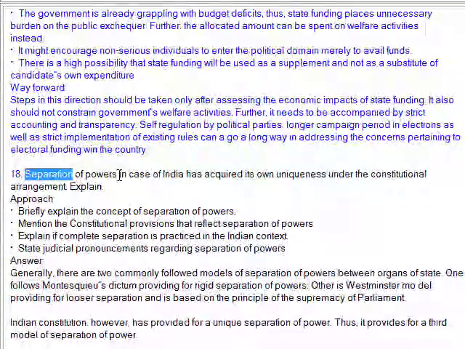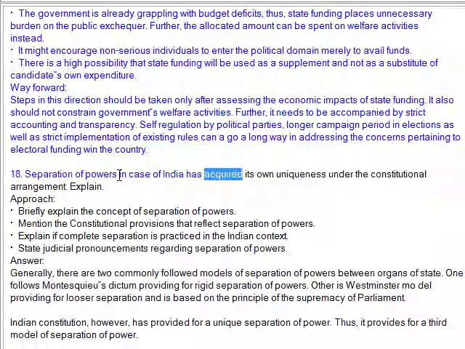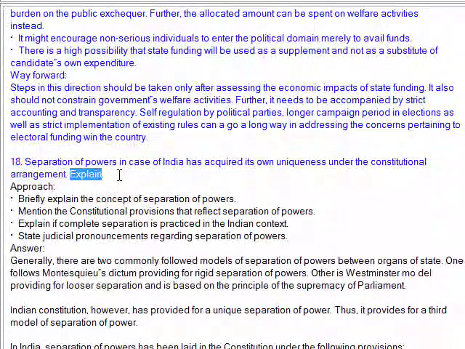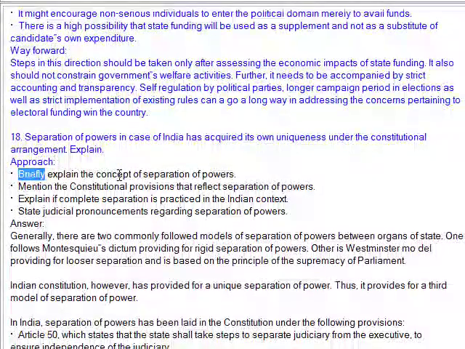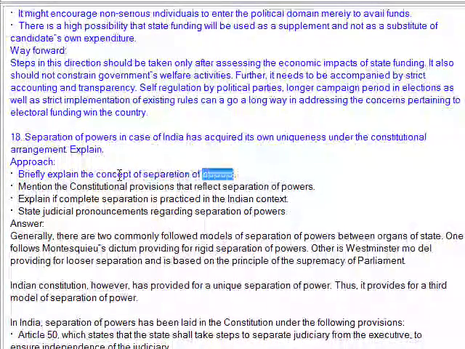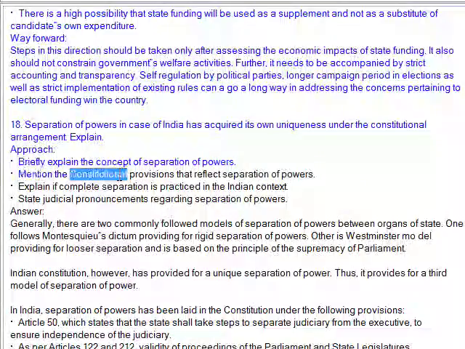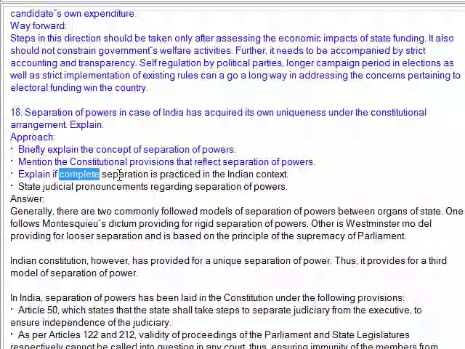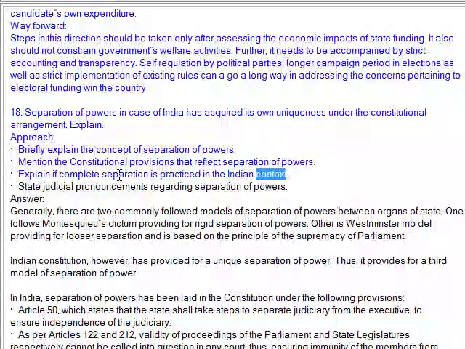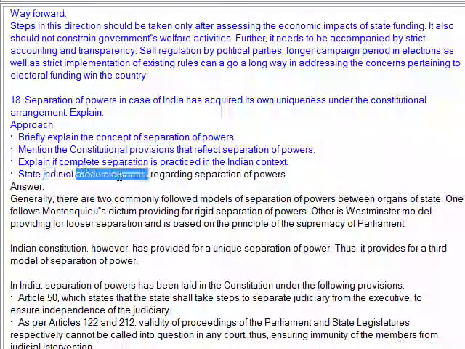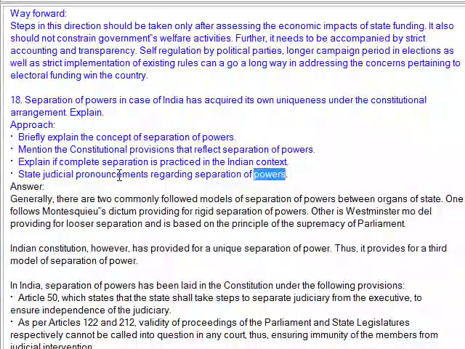18. Separation of powers in case of India has acquired its own uniqueness under the constitutional arrangement. Explain. Approach. Briefly explain the concept of separation of powers. Mention the constitutional provisions that reflect separation of powers. Explain if complete separation is practiced in the Indian context. State judicial pronouncements regarding separation of powers.